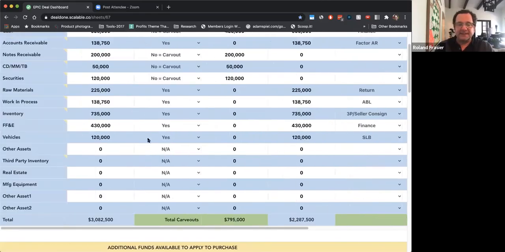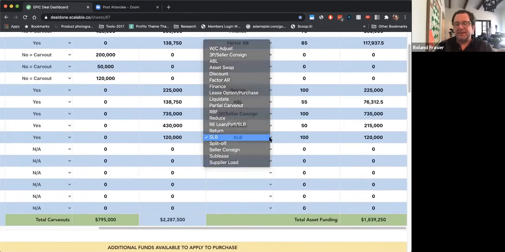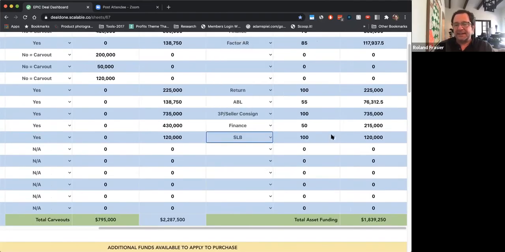And then on the vehicles, I've got 2 vehicles totaling 120,000. I'm going to do a sale leaseback on those. I probably won't get the full 120. It'll be whatever they're valued at now. Let's say their market value is 75% of what we paid. So that'll get me 90,000.